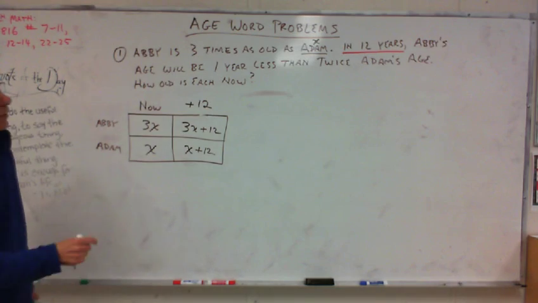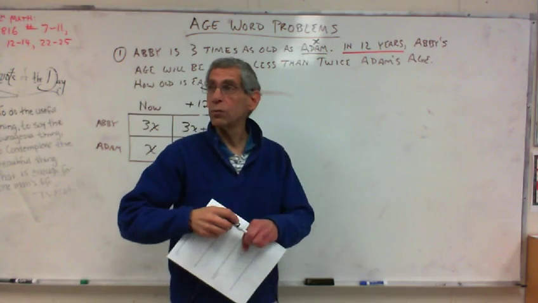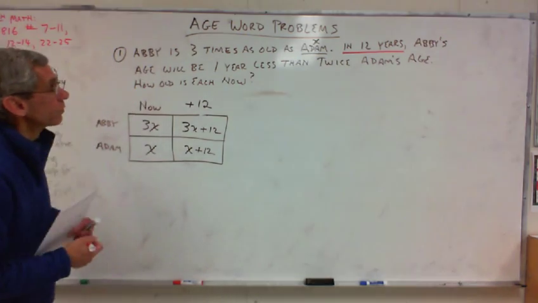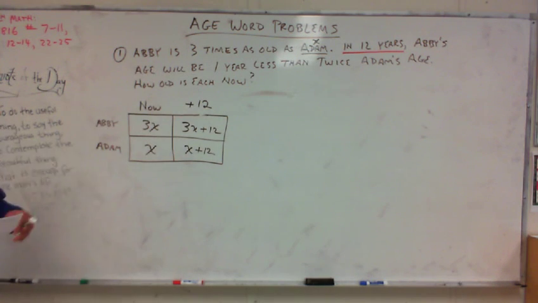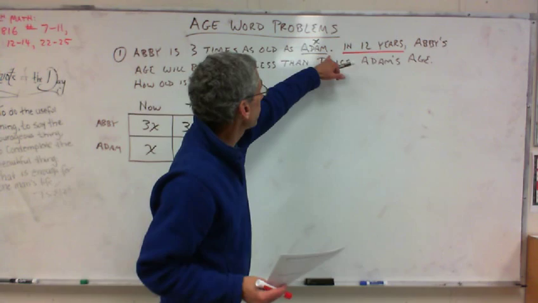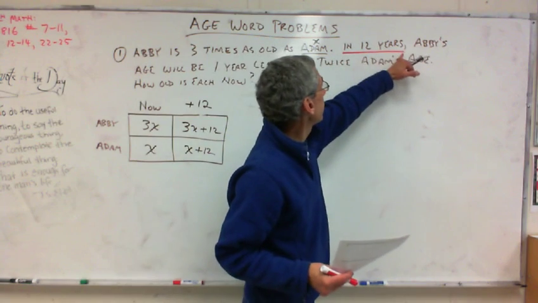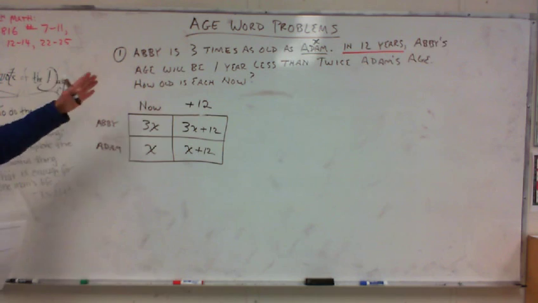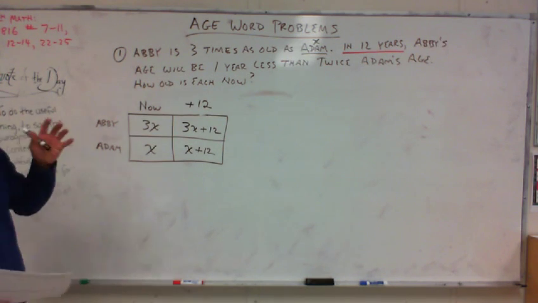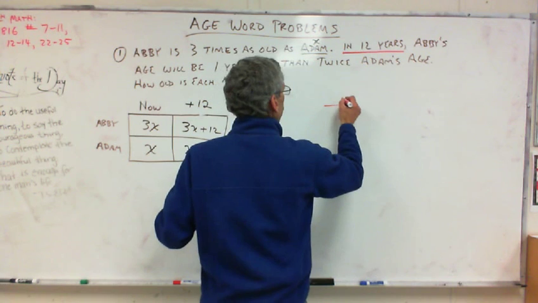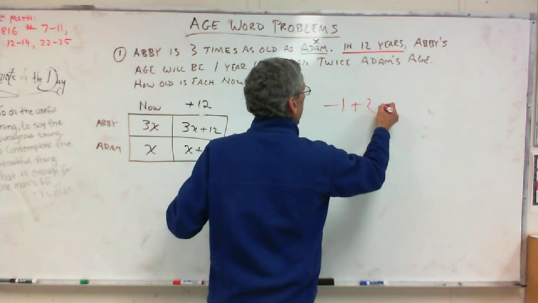Now, the trick though, and this is where most people screw up. I'm going to show you right now. This is what people do. They don't stop here and fill out their chart. They do this. They go, Abby is 3 times as old as Adam. In 12 years, Abby's age will be 1 year less than twice Adam's age.